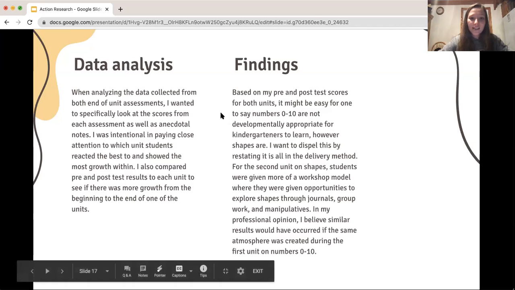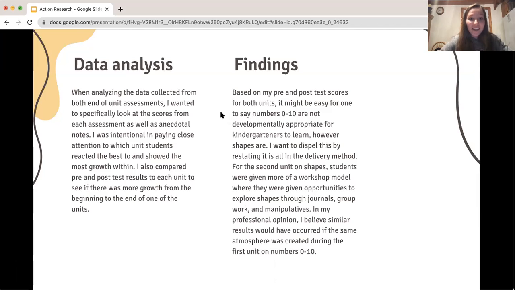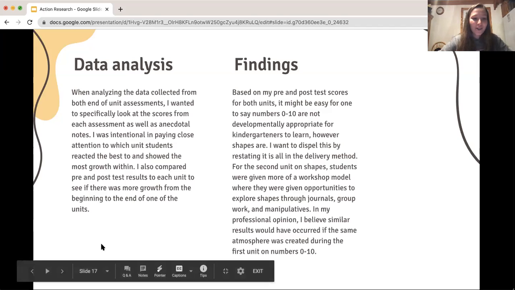So my findings, based on my pre and post test scores for both units, it could be easy to say that numbers 0 to 10 are not developmentally appropriate for kindergartners, however, shapes are. I want to dispel this by restating it is all in the delivery method. For the second unit on shapes, students were given more of a workshop model where they were given opportunities to explore shapes through journals, group work, and manipulatives. I believe the same results would have occurred if the same atmosphere would have been generated for numbers 0 to 10.